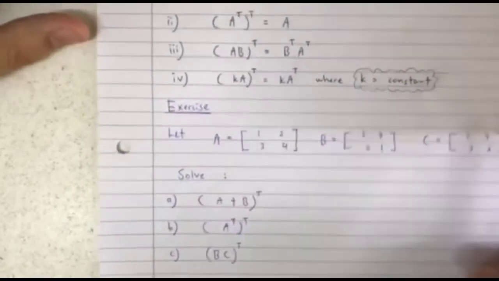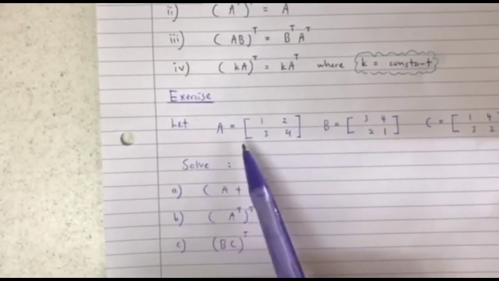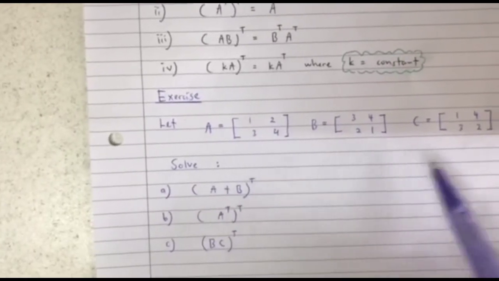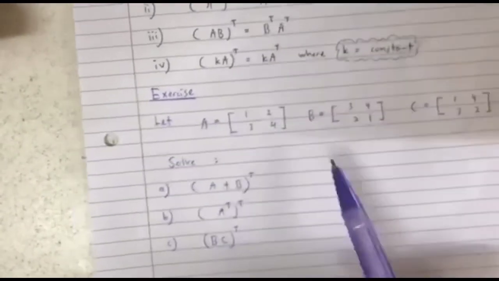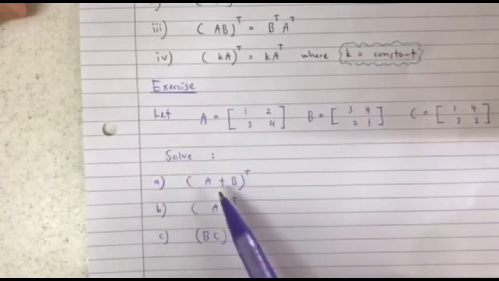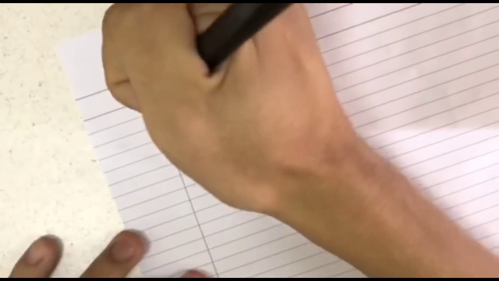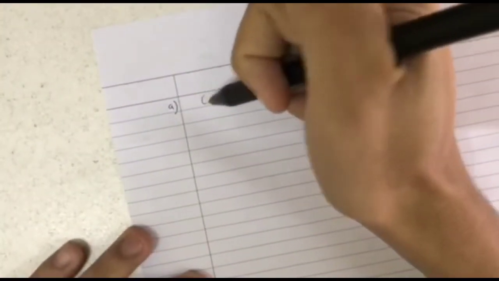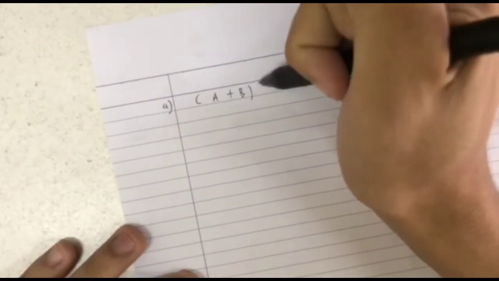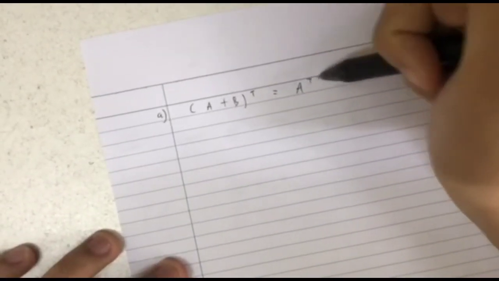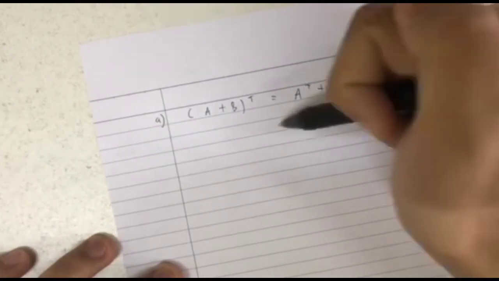Let's move to the exercise. Let A equal 1, 3, 2, 4 and B equal 3, 2, 4, 1 and C equal 1, 3, 4, 2. The question asks (A plus B) transpose. So let's do it. (A plus B) transpose equals A transpose plus B transpose.